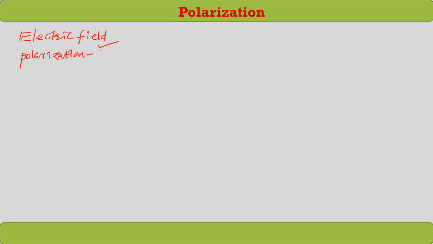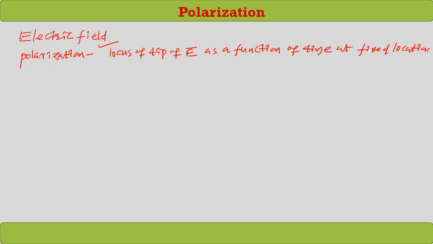So polarization is actually the locus of tip of electric field as a function of time at a fixed location. Generally, we will consider electromagnetic wave is traveling in the z direction. Okay, so this is the direction of propagation.